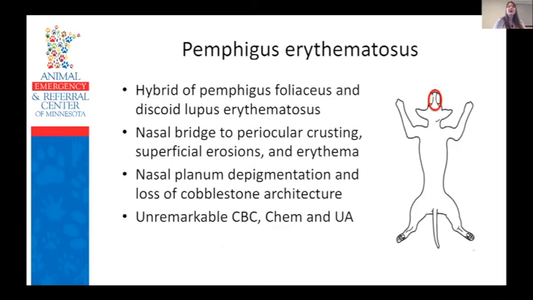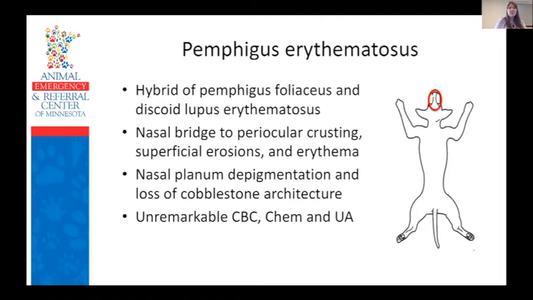And then we've got kind of the hybrid. So Pemphigus erythematosus. It is a hybrid between Pemphigus foliaceus and Discoid lupus erythematosus. It only affects the nose. It doesn't go anywhere else, just affects the nose. And you'll kind of have a little bit of lesions of both.